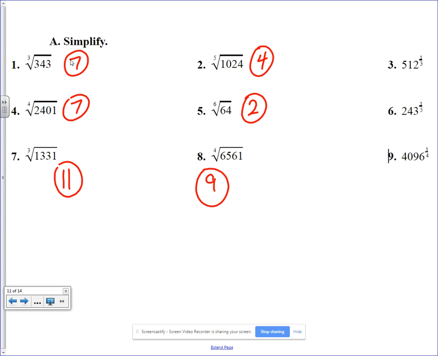These are actually a lot easier to put in. All you're going to do is you're going to type in your 512. You're going to hit your power button, which for most of you, it's this button right here. And then you're just going to put in your fraction of 1/3.